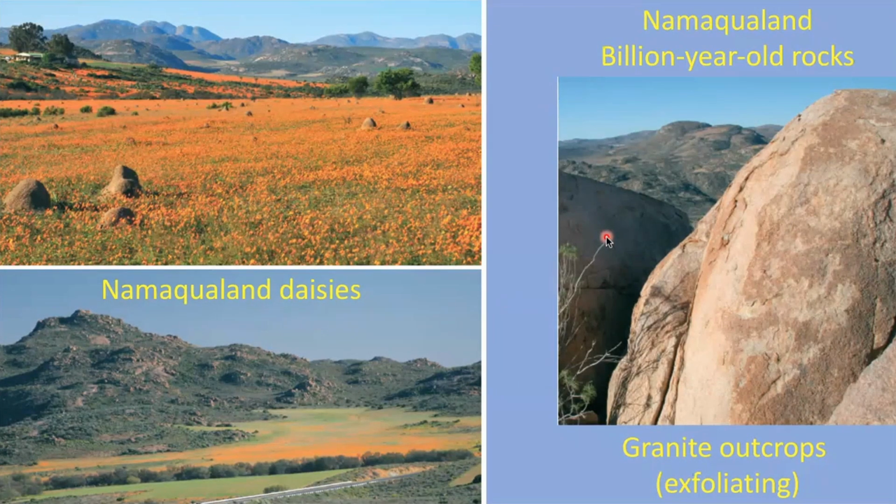Then as you go north, you get into higher country, and the higher country is part of Namaqualand. So this is even older basement. It's about 1 billion years old, the rocks. And they consist of granite and gneissic rocks that form a belt along the western portion. They're certainly best known for their daisies, which are beautiful when they're in bloom.